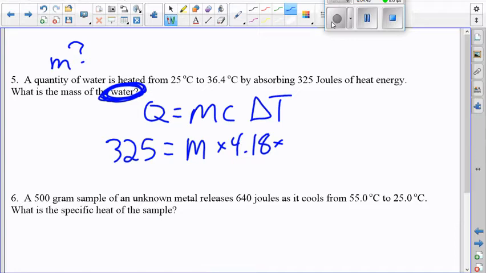Anyways. And then my delta T, okay, so delta T is my 36.4 minus 25, so we're looking at 11.4.